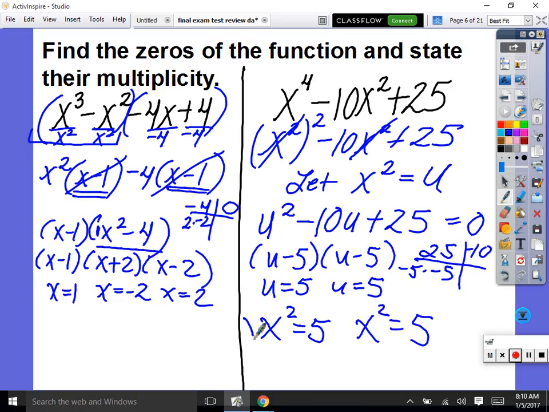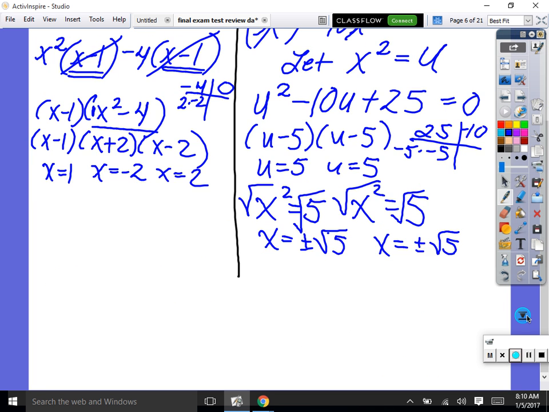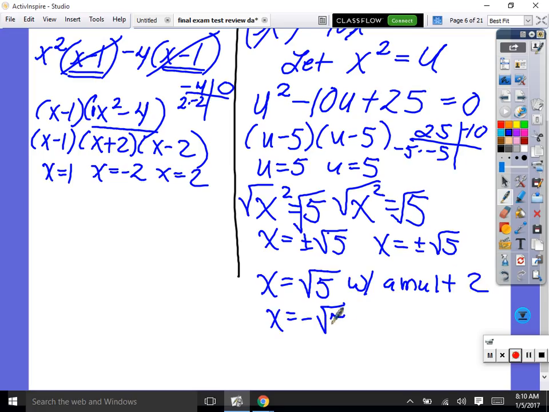Solve for x, so we would square root both sides, correct? Everybody? Yes. So we get x is equal to plus or minus square root of 5, correct? Way to remember, Cassandra. It says state the roots and state their multiplicities. So we get x is equal to the square root of 5 with a multiplicity of 2, because it happened twice, and x equals negative square root of 5 with a multiplicity of 2. So hopefully that's a good reminder for you, because it's been a long time.